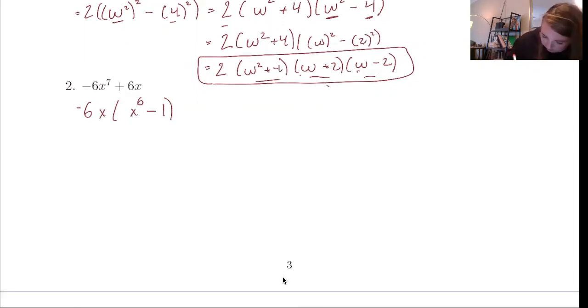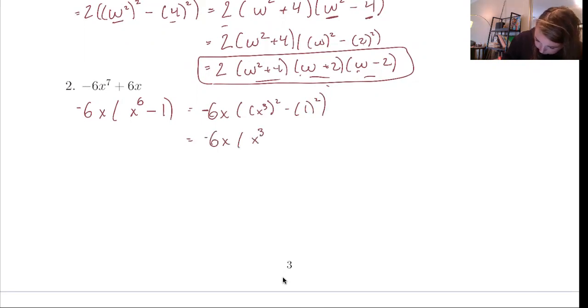That's what you think. So then I can say that negative 6x is going to stay there. I can write x to the 6th as x cubed squared minus 1 squared. So negative 6x becomes x cubed minus 1 and x cubed plus 1. All right, well, now I have things with cubes involved and I really don't know how to deal with those. I can't really factor by grouping. There's just x squared and 1. So that doesn't help. That's where I'm going to pause on this problem, showing you the benefit of it.